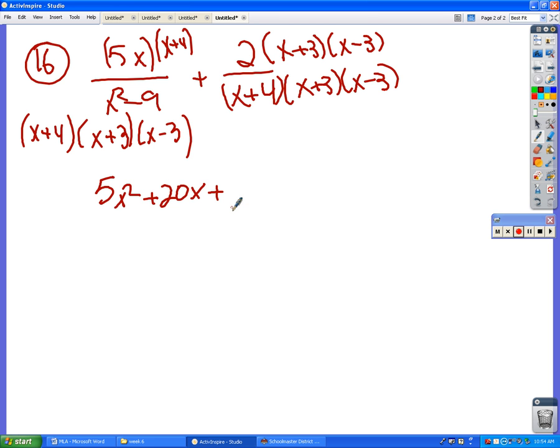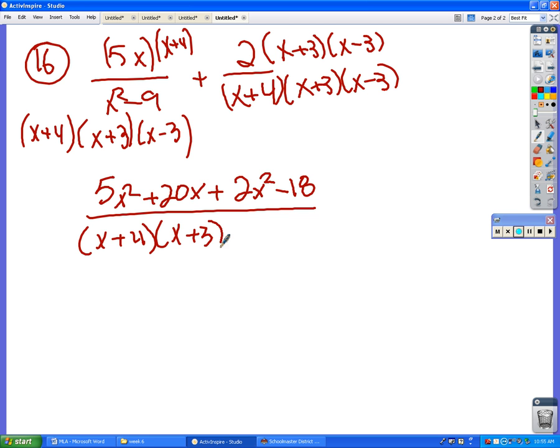All right. Now, distributing over here is going to be a little bit trickier, so hang on, fasten your seatbelts. You already know what x plus 3 times x minus 3 is. It's x squared minus 9. So all I have to do is take x squared minus 9 and multiply it by 2. So on the top, this is going to give me 2x squared minus 18. And that's going to be all over x plus 4 times x plus 3 times x minus 3.